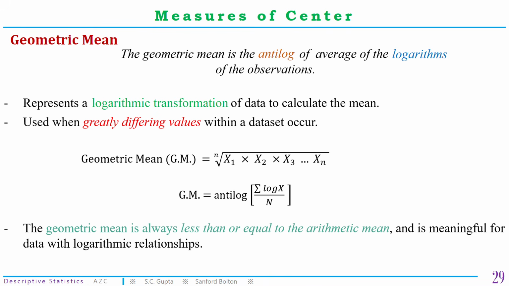Geometric mean is used when greatly differing values within a dataset occur. The geometric mean is always less than or equal to the arithmetic mean and is meaningful for data with a logarithmic relationship.